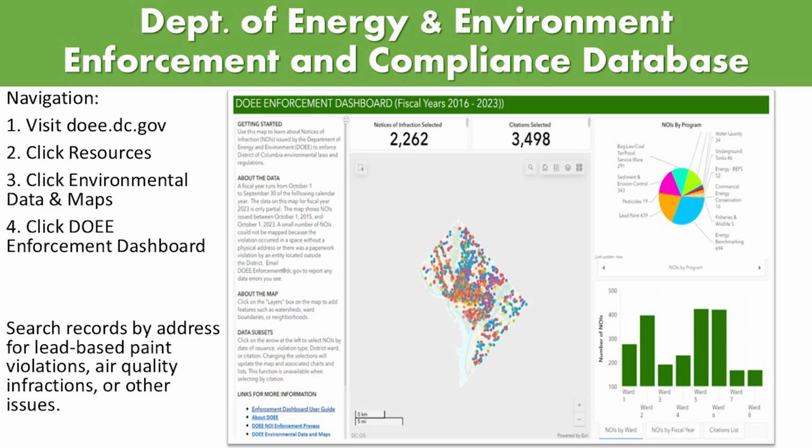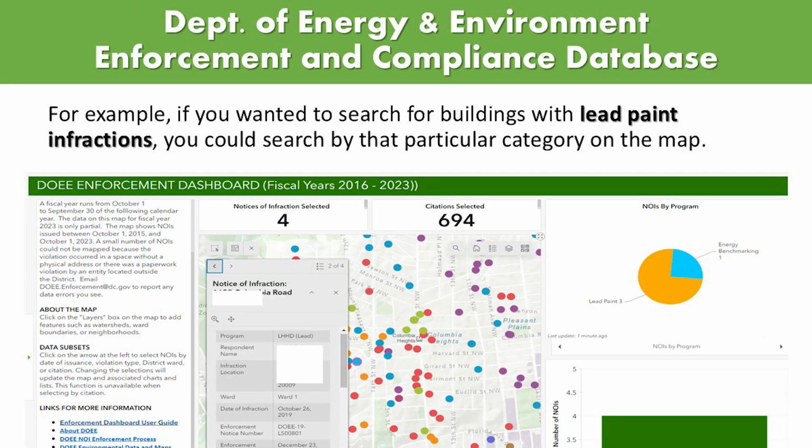So if you wanted to search for buildings with lead-based paint infractions, there's a little map that they give you when you log in. And you can toggle to different violations and search terms to find out, is there lead-based paint issues here? And so it'll show you on the map, it's kind of hard to see, but all the little dots will show you where there were potentially violations, and the color shows you what kind of violation there was.